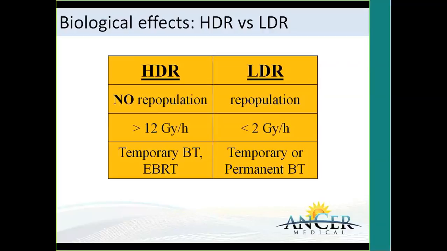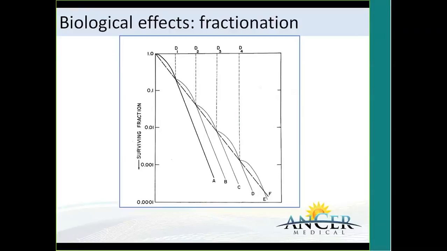Ideally, what we want to do is achieve an ideal fractionation scheme where you give multiple fractions and you achieve very low survival in the tumor while sparing healthy tissue. And this is essentially what a survival curve for multiple fractions looks like. So you have multiple fractions delivered over time.